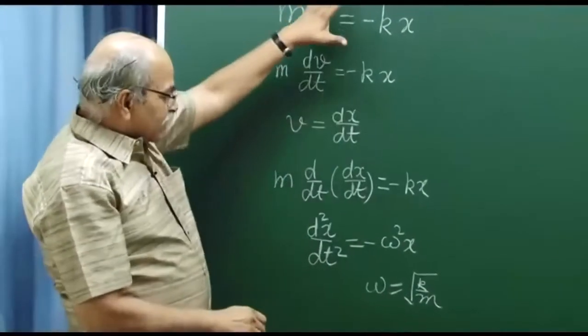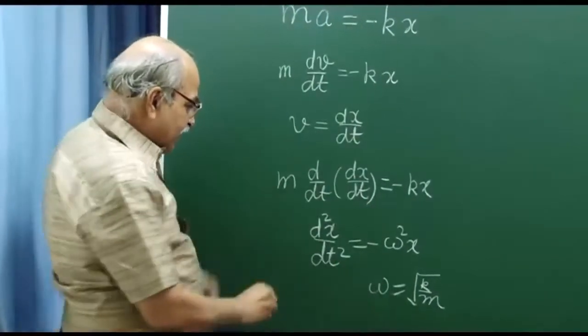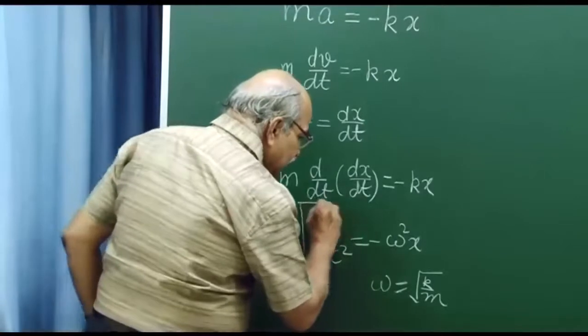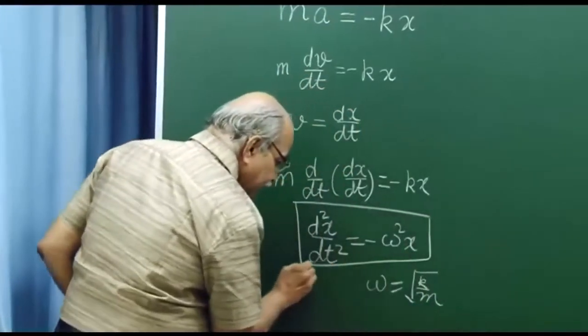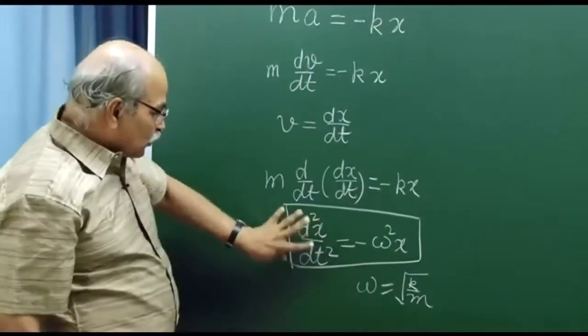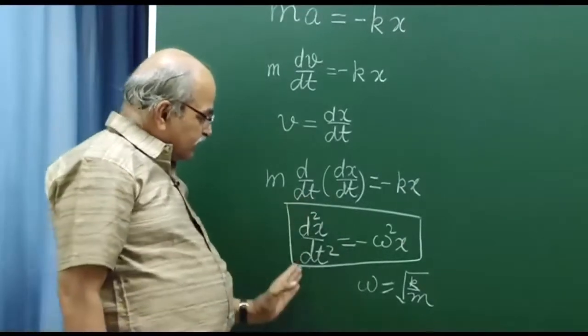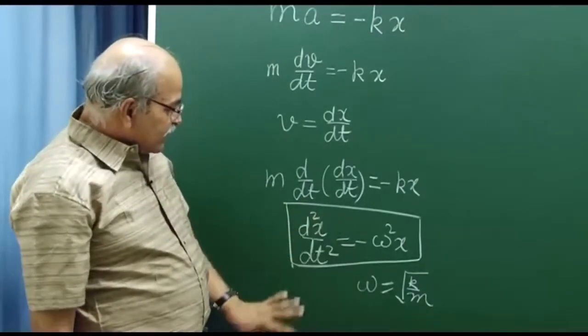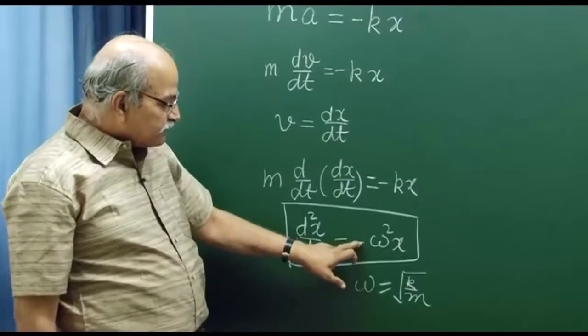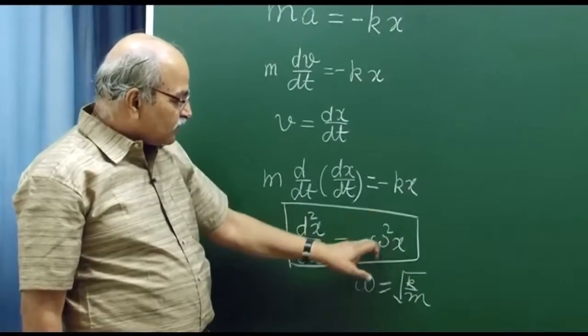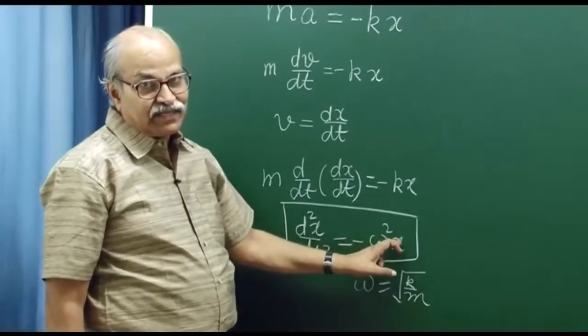Alright, so this is the kind of equation that we have. This is the basic equation for oscillations. Your acceleration, this whole thing, d2x/dt², is nothing but acceleration. Acceleration is negative some positive constant times x. This is the basic equation.